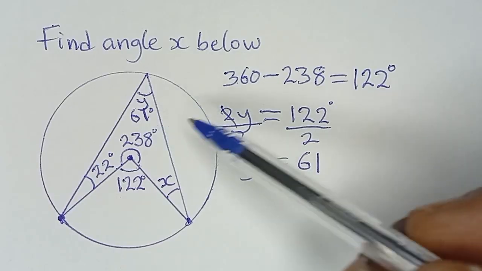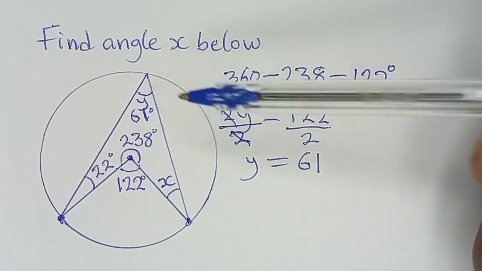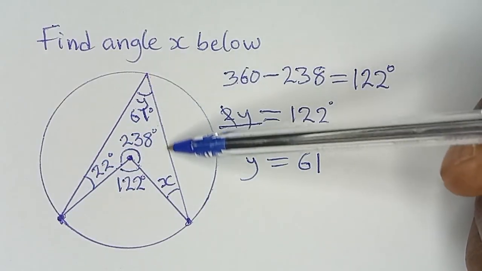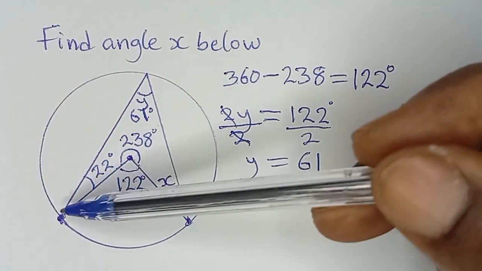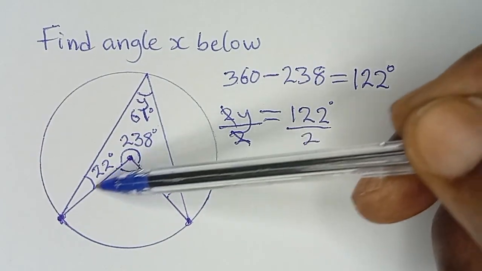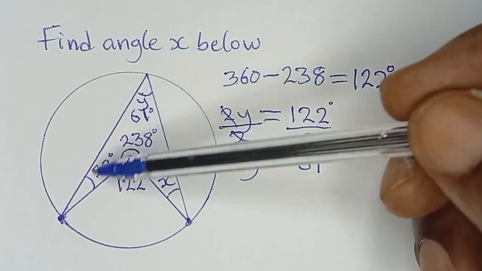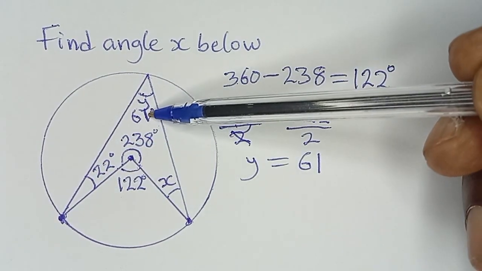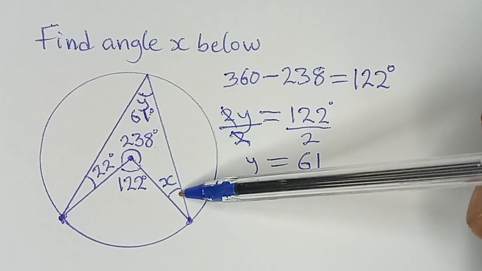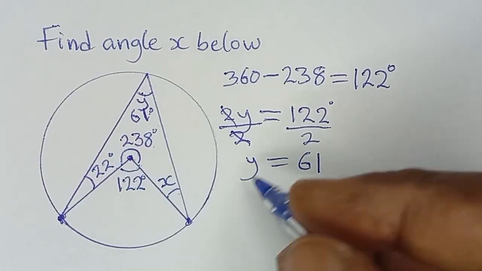So 61 degrees. Now that I have this as 61 degrees, then I'll look at this quadrilateral. Don't forget, a quadrilateral is a 4-sided figure. So I have 1, 2, 3, and then line 4. So there are 4 angles inside this quadrilateral. We have 22, we have this 61, we have 238, and we have angle X. And you agree with me that these 4 angles, let's write the sum down.